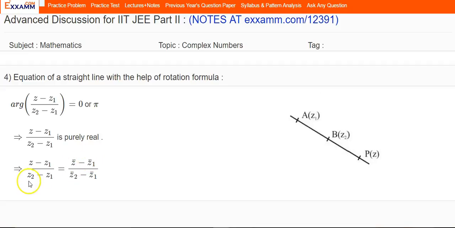So we get the equation as (z minus z1) upon (z2 minus z1) is equal to the conjugate of this whole number. Now the conjugate is distributed over division as well as addition or subtraction, so we distribute it accordingly. We get this equal to (z bar minus z1 bar) upon (z2 bar minus z1 bar). Now this is the equation of a straight line.